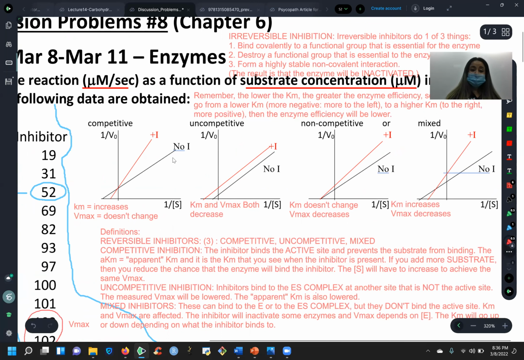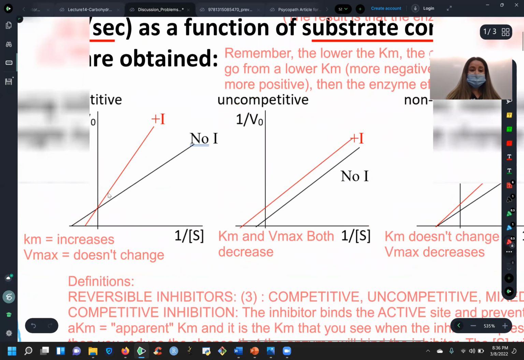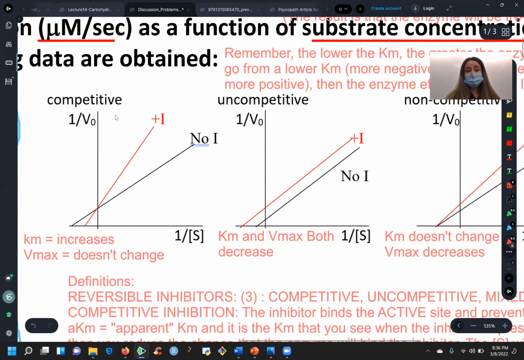So you can see here, no inhibitor in the black line, okay? And then when you add the inhibitor, you see for this competitive type of inhibitor, the y-axis, whatever crosses there, does not change. The y-intercept does not change. But the x-intercept, wherever the Km is at, that changes. And then I summarize that for you here. Km increases. Vmax doesn't change.